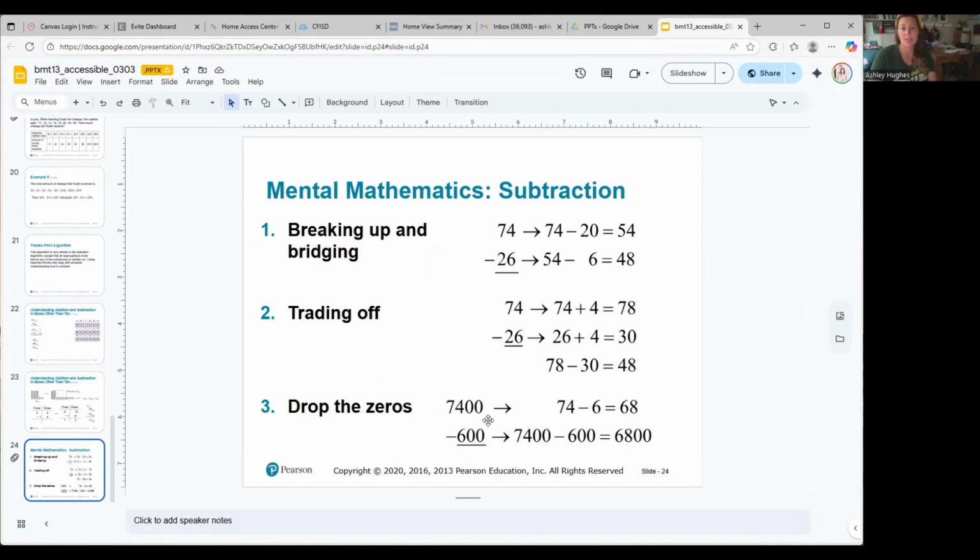And this is showing you if you can drop the zeros. If I have 7,400 minus 600, I can just think about it as 74 minus 6 and then add on the zeros. So those are various subtraction techniques. Hopefully you find that helpful and you can take away some of those ideas for when we teach your students one day.